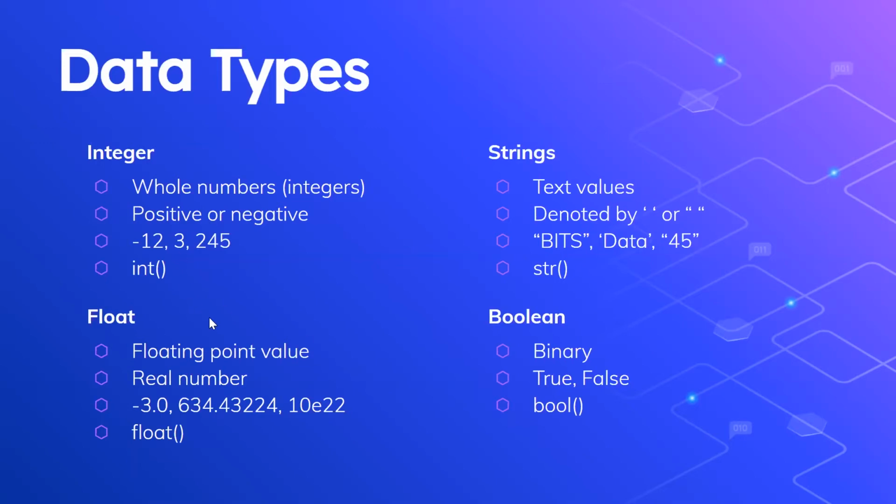And then next we have a float. This is a floating point value. These represent real numbers, and here are some examples of floats. And our last data type is a Boolean. Booleans are binary. They represent true or false values, and they're often the result of comparator functions.